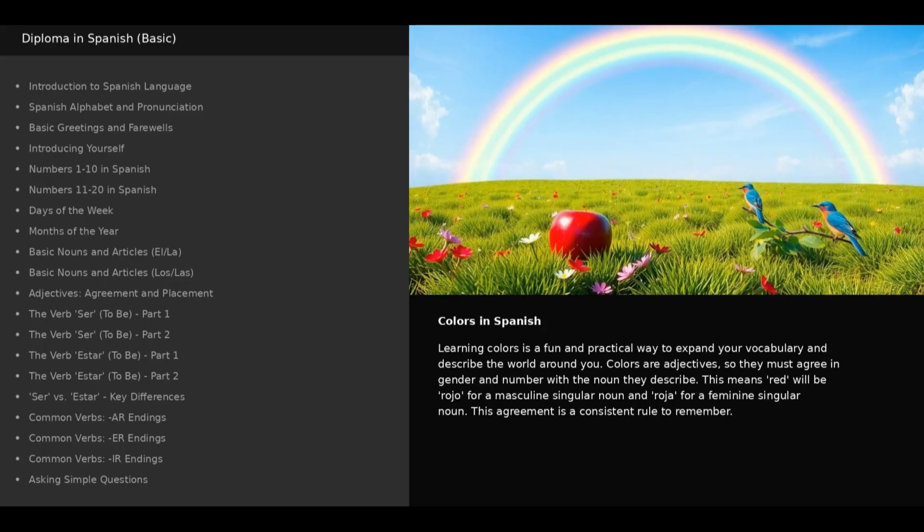Colors in Spanish. Learning colors is a fun and practical way to expand your vocabulary and describe the world around you. Colors are adjectives, so they must agree in gender and number with the noun they describe. This means red will be rojo for a masculine singular noun and roja for a feminine singular noun. This agreement is a consistent rule to remember.